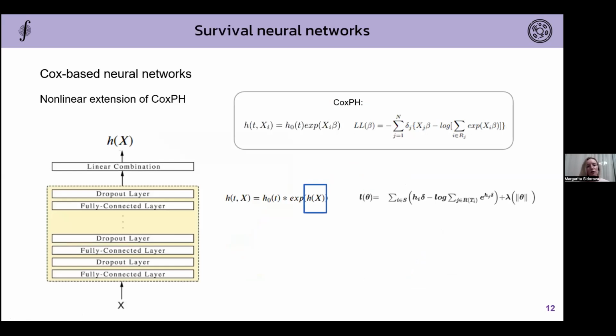And now let's talk about how a neural network can work with the survival paradigm and with censoring. In fact, they can work with it using the Cox loss function. As I told you, Cox proportional hazard is a linear model, while survival neural networks can be considered as a non-linear extension of it.